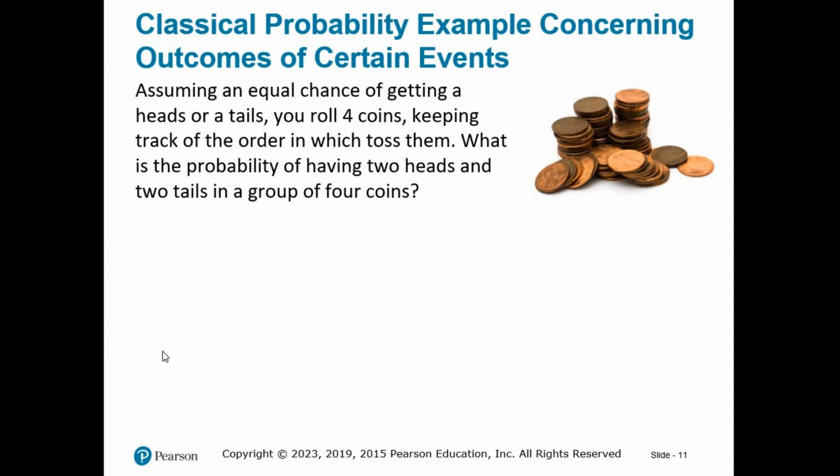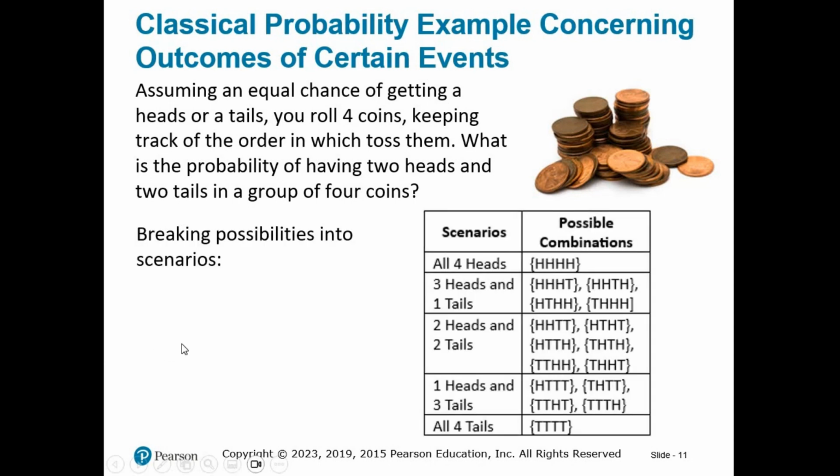If we wanted to write out the sample space by hand, it might look something like this. There are technically 5 possible scenarios our group of 4 coins could fall under. All 4 heads, 3 heads and 1 tail, 2 heads and 2 tails, 1 heads and 3 tails, and all 4 tails. Then, within each of these scenarios, we have to think about all the possible combinations of heads and tails.